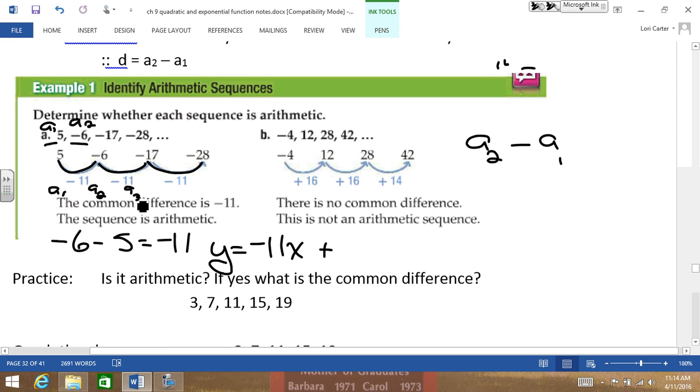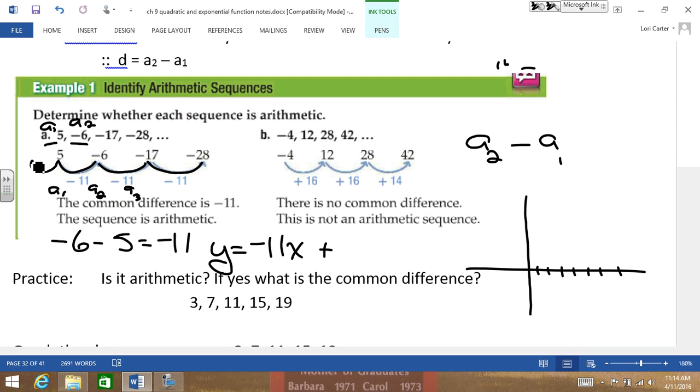Where's the y-intercept? It's where it crosses the y-axis. It's the 0 term. So this is the first term. What's the 0 term? Because instead of subtracting 11, you're adding 11. So it's plus 16.